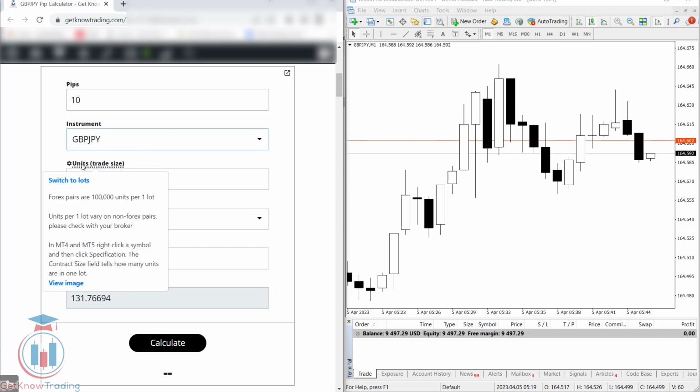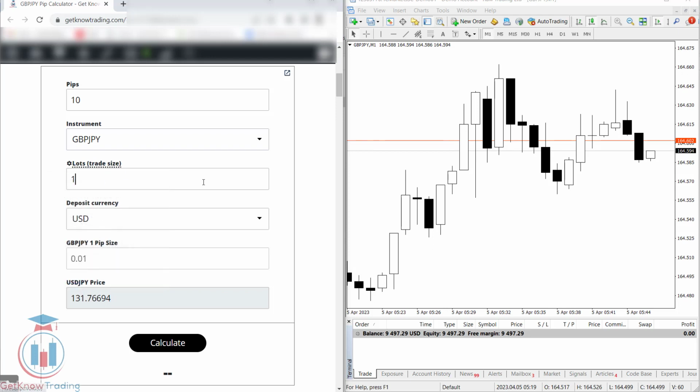Then you have here units, which you can switch to lots just by hovering your mouse over here and click the switch to lots. This way you will have opportunity to enter the number of lots instead of units. For example, if you put a number 1, this will mean 1 lot, which is equal to 100,000 units of base currency. Then you have deposit currency.